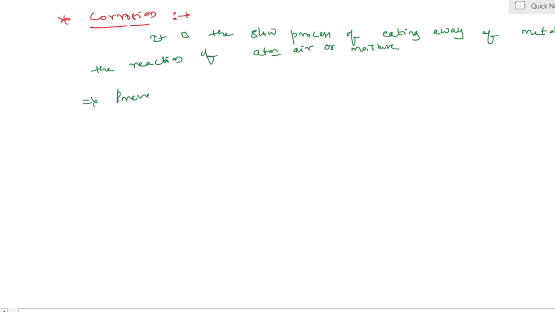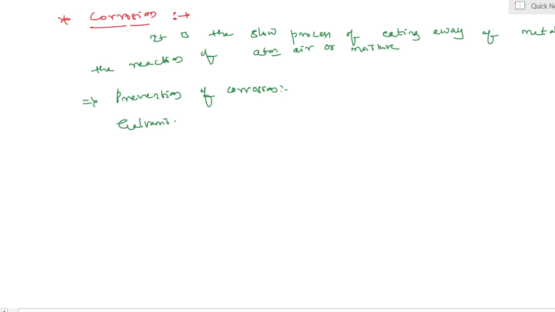Prevention of corrosion. Yes, rusting of iron is prevented by galvanizing, by making alloy, painting, greasing or oiling, and tin plating and chrome plating, which are explained below. Yes, my dear students, first, the process of what? The galvanization. Prevention method is used here.